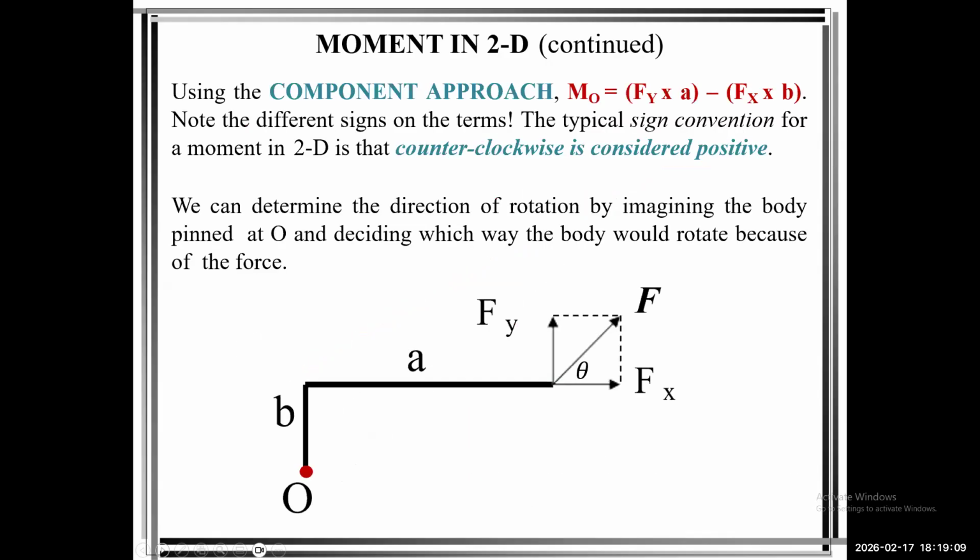So if you're using components, then we could simply say that about O, F will have a component in the X direction, A, and it will have a component in the Y direction, right? Noting that it has an angle of theta there. So we could approach it from that point and say that the moment about O is Fy times A minus Fx times B, using the counterclockwise direction as positive, right? And I will show you more about that shortly.